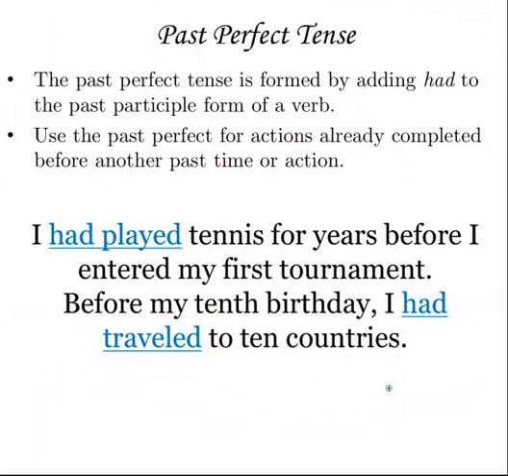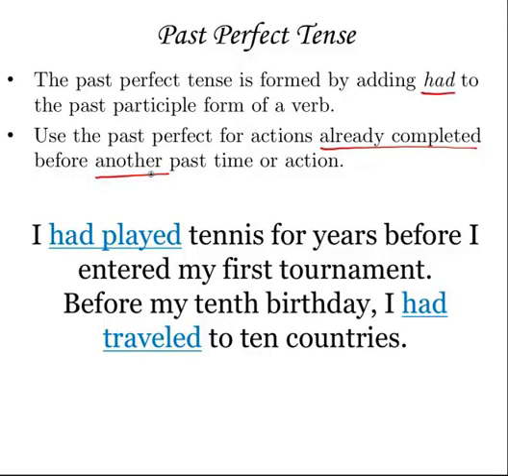All right, the past perfect tense, similar to the present perfect, is formed by adding had to the past participle form of a verb. You use the past perfect for actions that are already completed before another past time or action. The past perfect tense is what I like to call the past of the past. You're speaking of some point in the past, and as of that point, that action is already over, already done with. It's perfect as of the past.